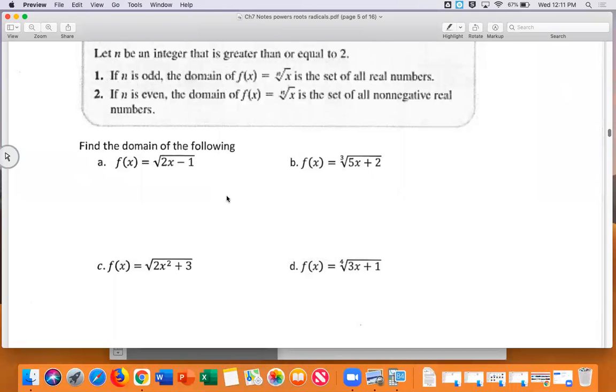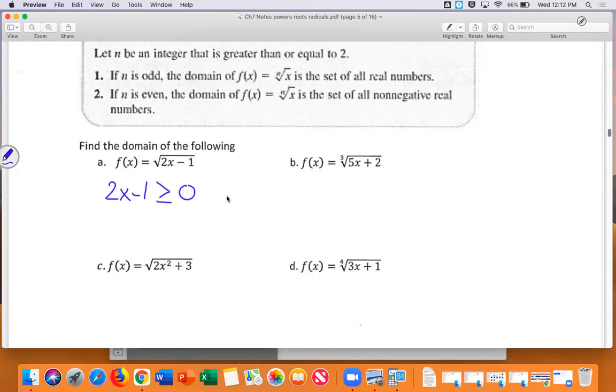So if I look at A, the domain of A is going to be when 2x minus 1 is greater than or equal to 0, because we can't take the square root of a negative number on the calculator. Yes, Lance, it does exist. I can find the square root of it. But when I'm talking about domain and range, we're talking about a coordinate plane, which only has positive and negative numbers. Agreed? It doesn't have these imaginary numbers.